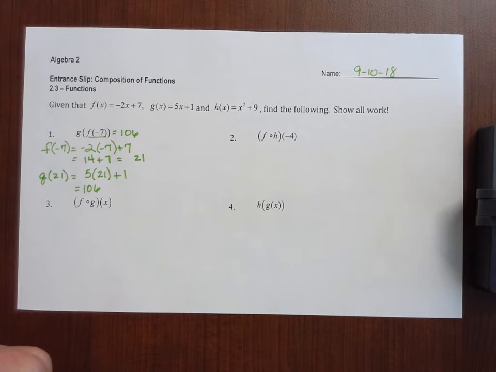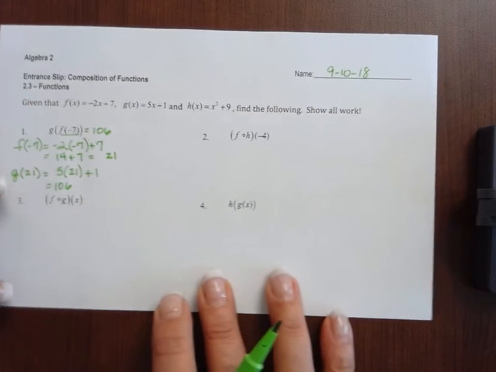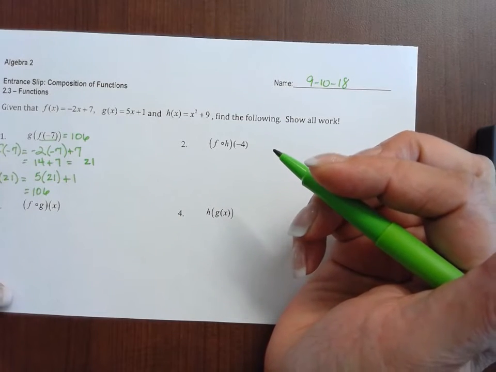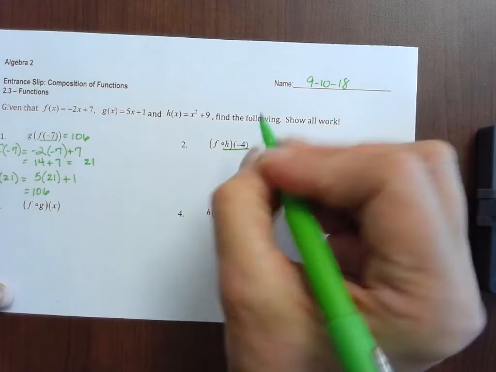You say what? What do you mean, which one's which? I had h of negative 4 equals 25. I don't remember which step comes after that. Okay, because that's the inside.